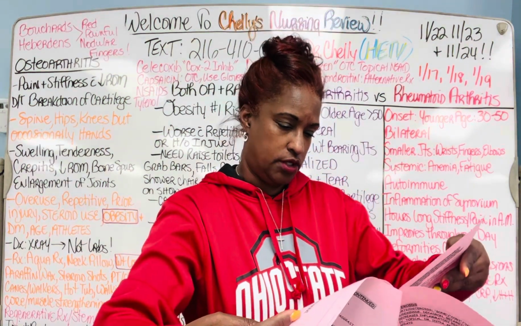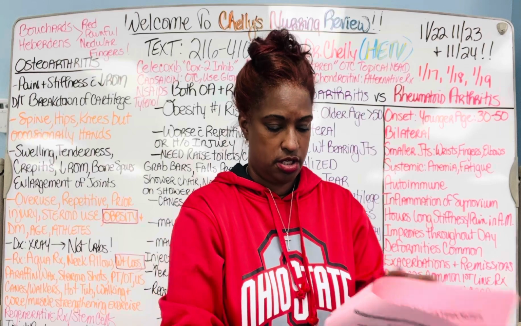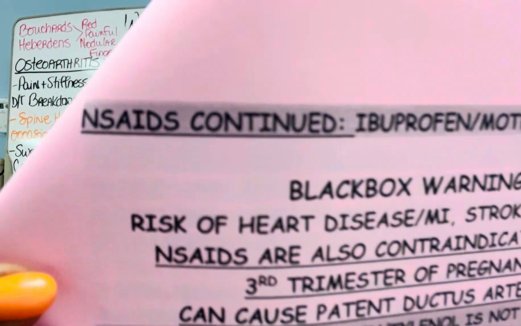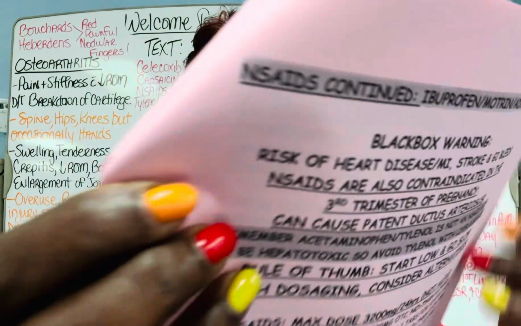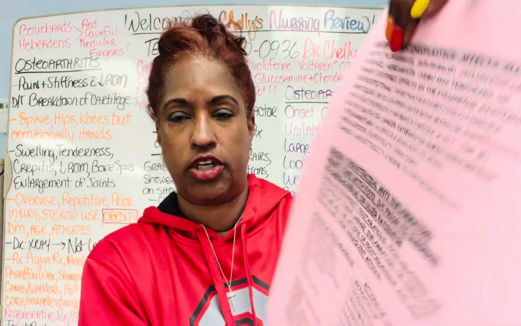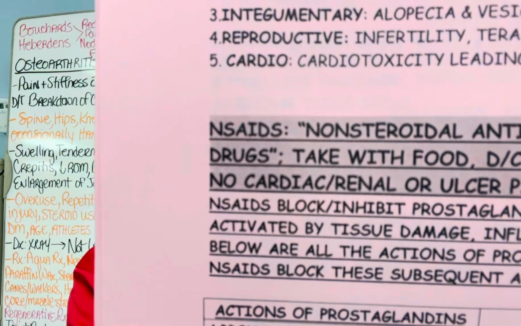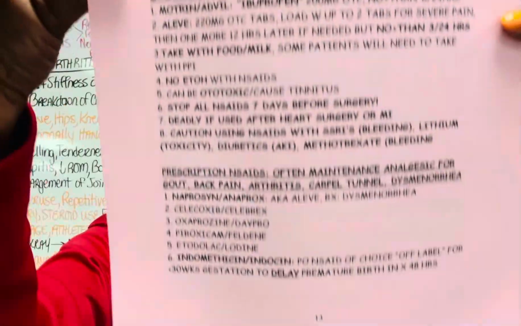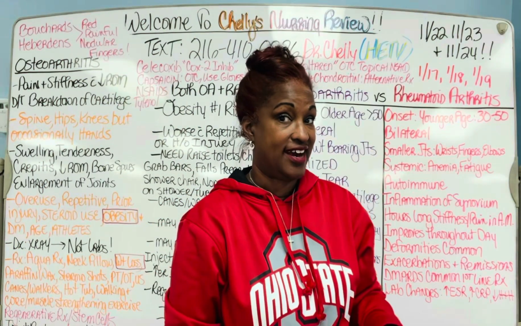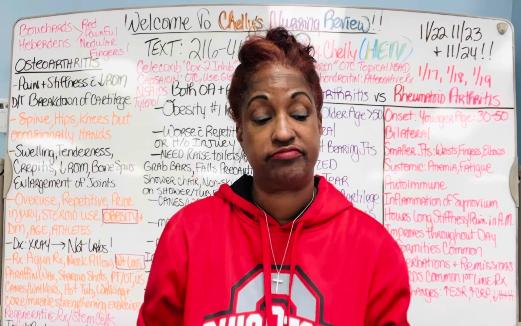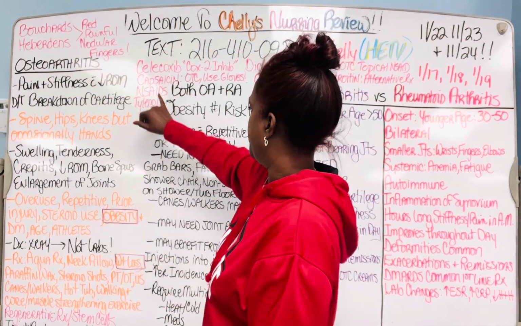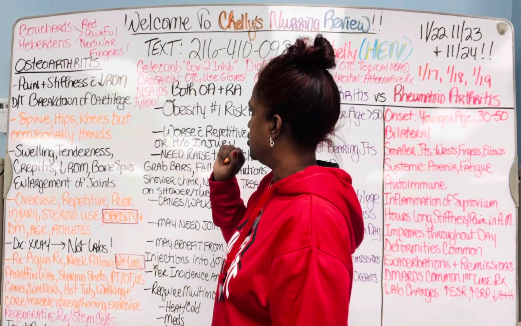Here's a whole other page on NSAIDs. See that? NSAIDs. It even starts earlier on page 12. NSAIDs. There's a nice little chart for you of all the action of NSAIDs and more and more and more, because you've got to know that. Get your stuff together, y'all. So you can buy that later. I'll tell you how to get that later. But there you go. You got your medications. Now let's move on.